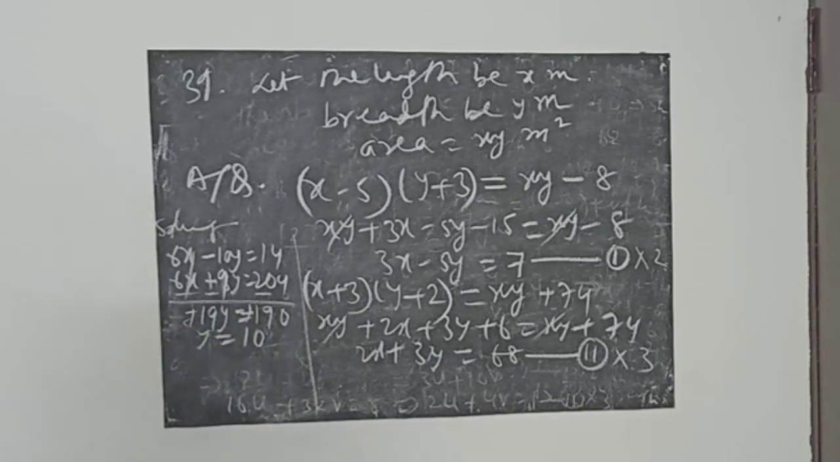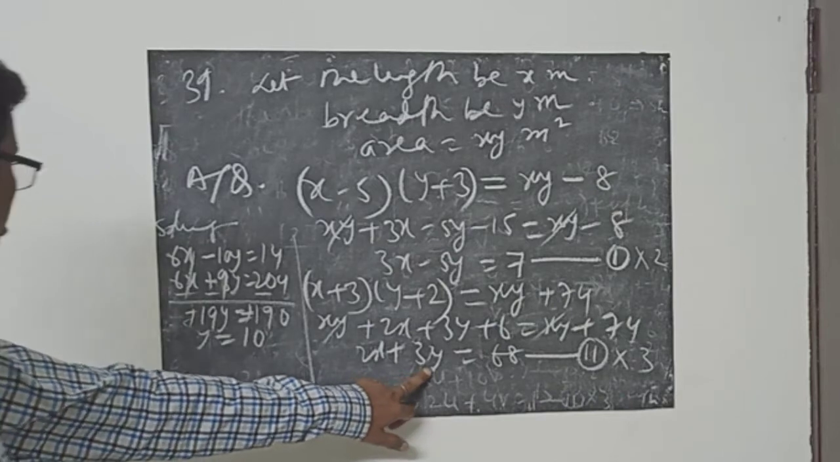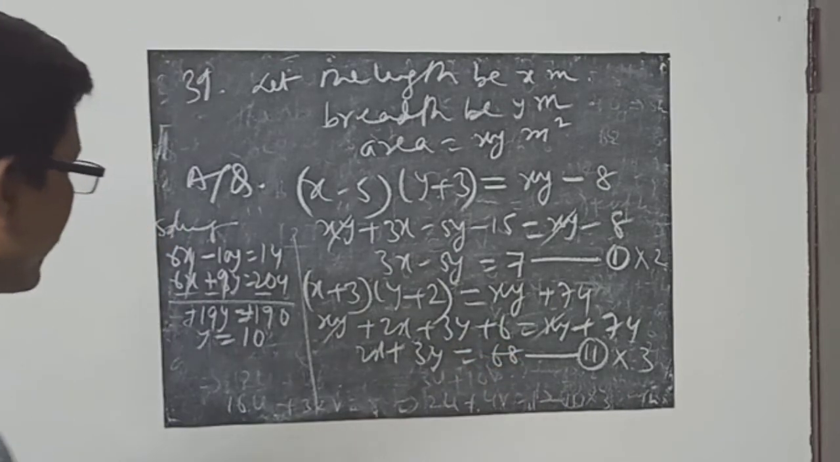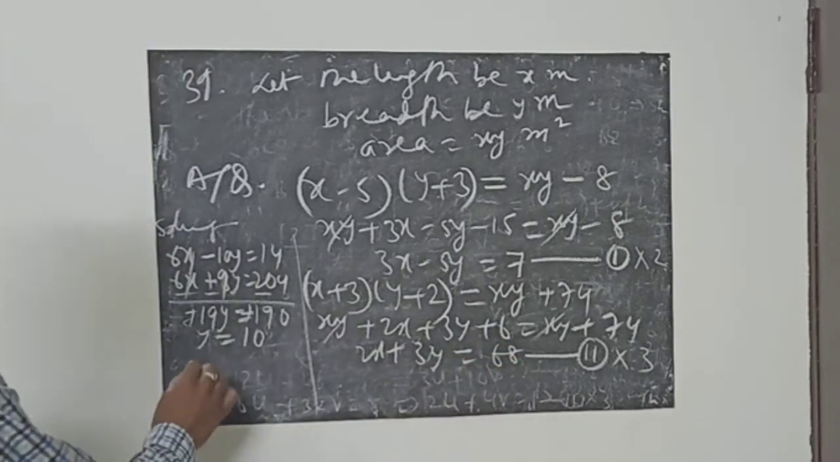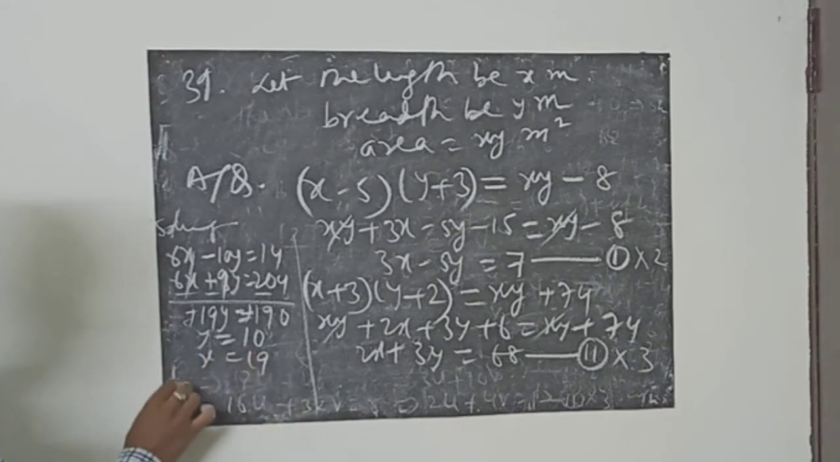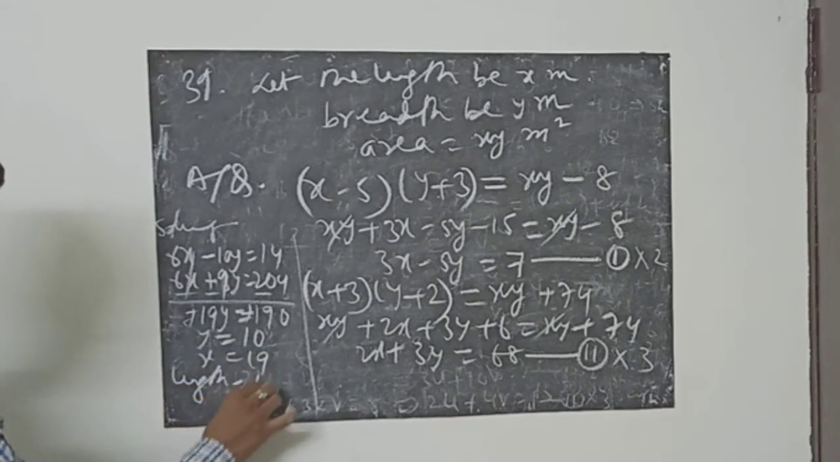So if we substitute y equal to 10 here, it will be 3x minus 50 equal to 7, so 3x equal to 57, so x equal to 19. Therefore, ultimately length becomes 19 meter and breadth becomes 10 meter.